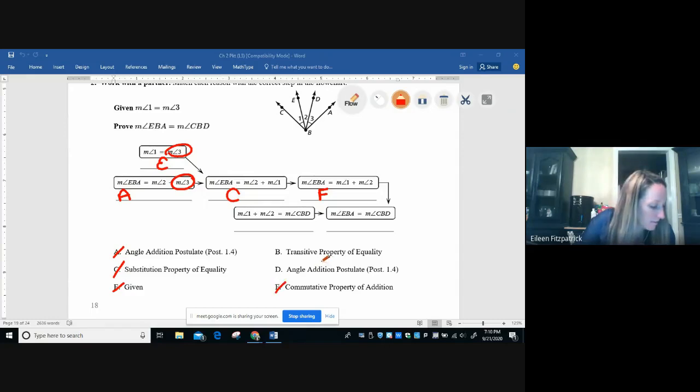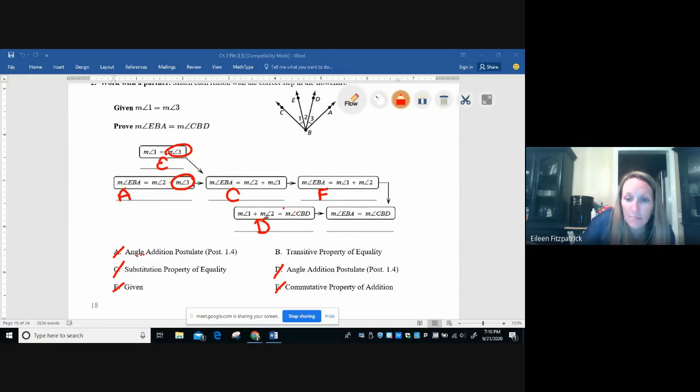All right, then from there, we're going to come down here. Angle 1 plus angle 2 equals CBD. That's another angle addition postulate. So I had angle addition postulate twice. Once as A and once as D. So this could have been D and that could have been A. It wouldn't make a difference.